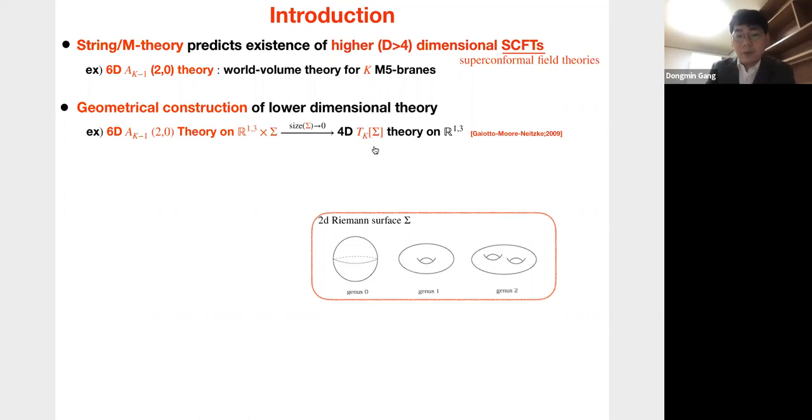For two-dimensional Riemann surfaces, it is very easy to visualize, and it is known that all closed orientable Riemann surfaces can be determined by the choice of the number of genus. So the genus zero surface is called the sphere, and the genus one surface is the torus, etc.